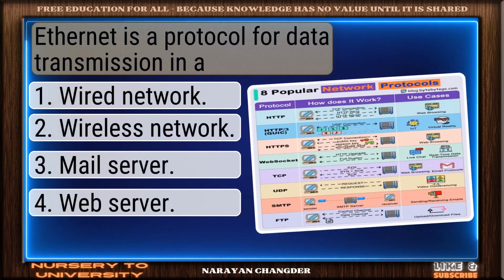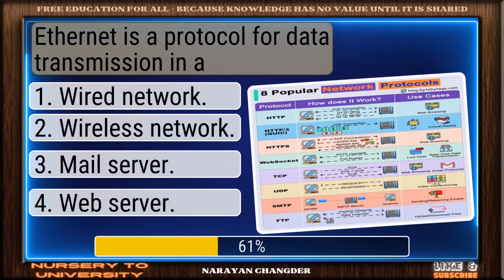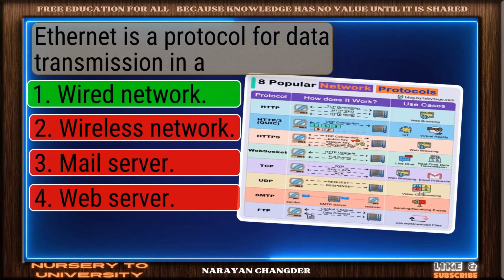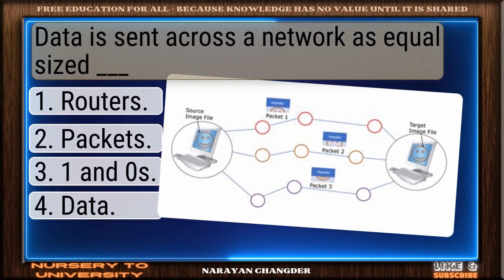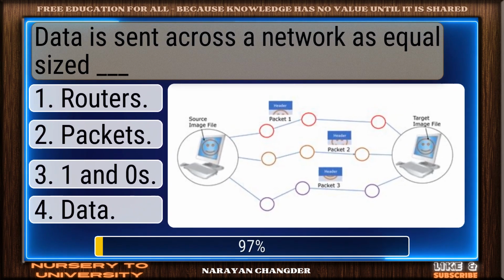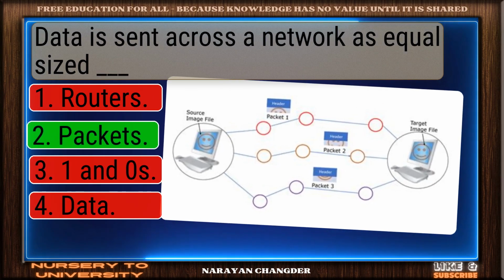Question number 27. Ethernet is a protocol for data transmission in a... Strong choice. Wired network is the right answer. Question number 28. Data is sent across a network as equal-sized dash. Perfect. Packets is the correct choice.